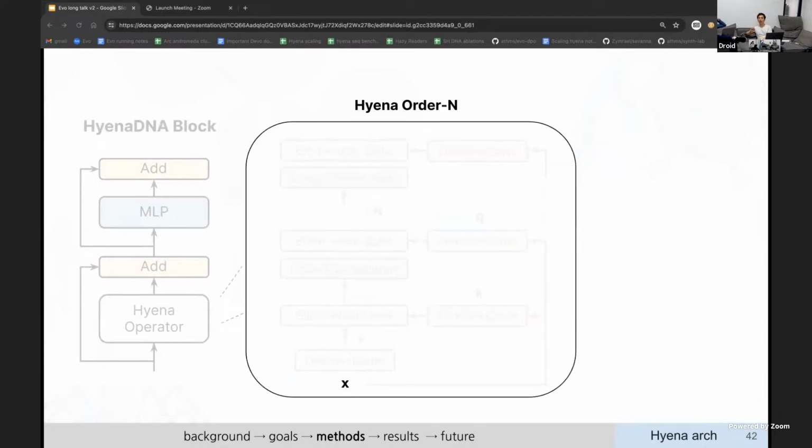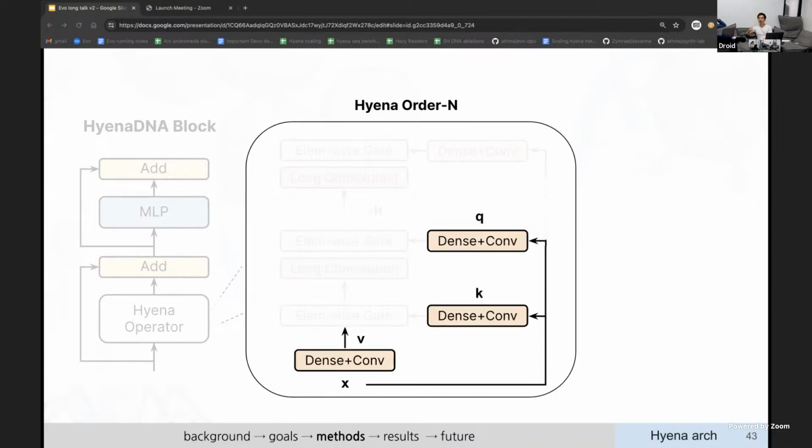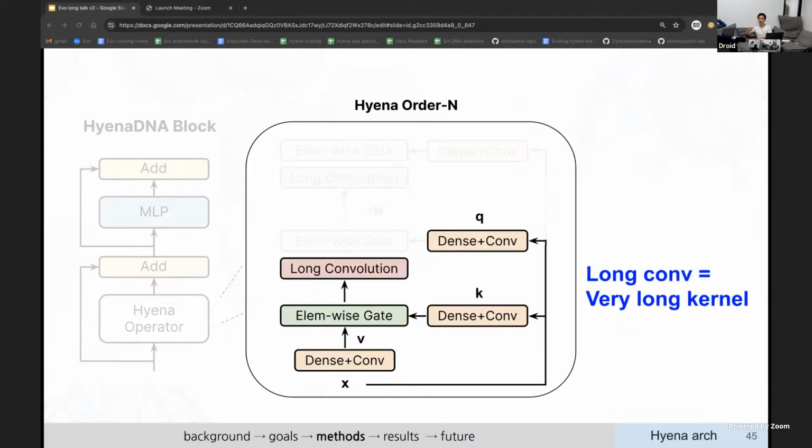I will talk about how data flows through the Hyena layer. Let's say you have an input X. The first thing you do is project the input into three projections using a dense and conv layer. We call them the query, key, and value, just like attention, but we use them very differently. We take two of these projections and do an element-wise gate. So this is literally just a multiplication per position. We take that output and pass it through a long convolution.